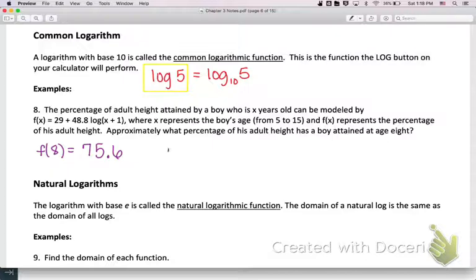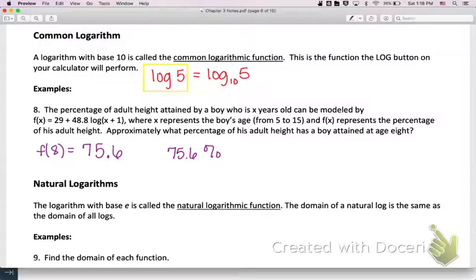So that tells us that this boy at 8 years old has attained approximately 75.6% of his height where we expect him to be, okay? So that's our answer. So it's just when you see that log, that is a log base 10, and that is the log button on your calculator.